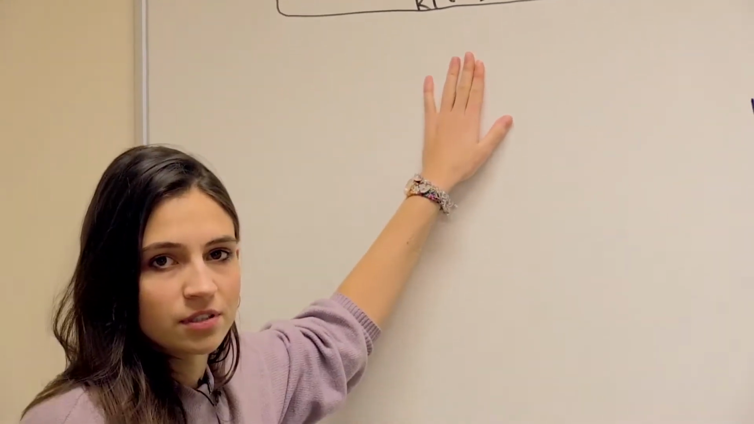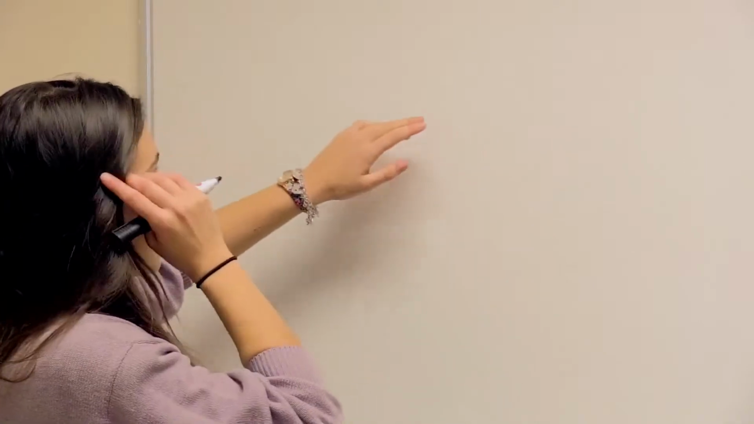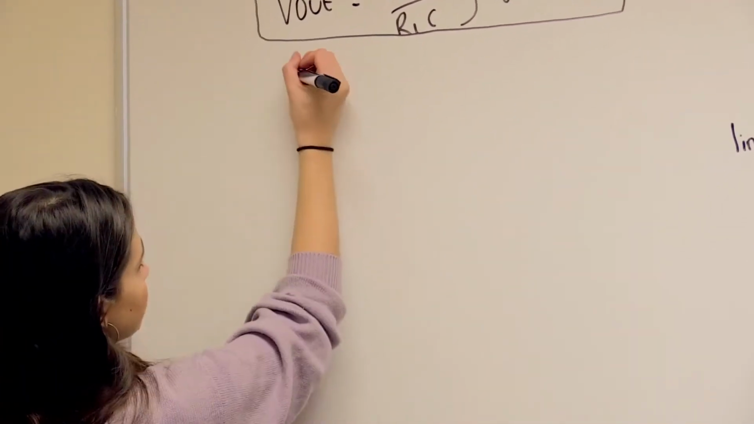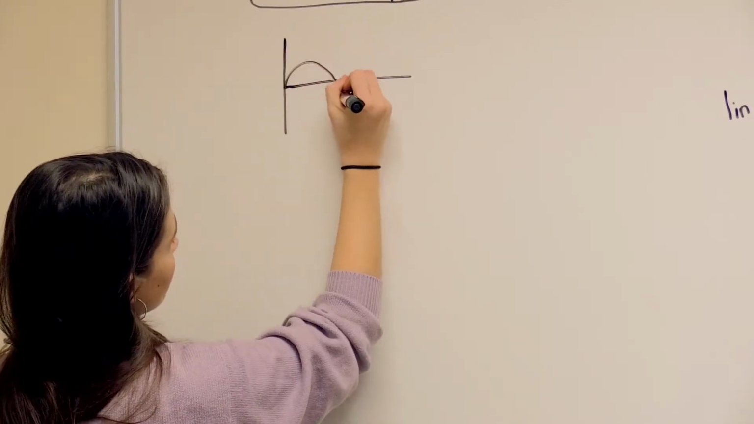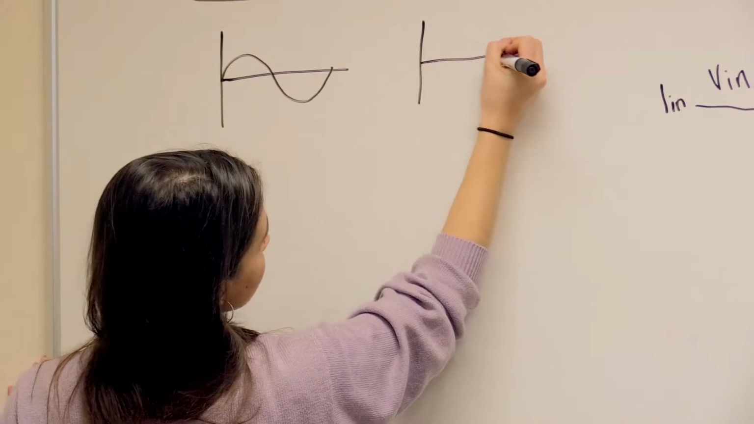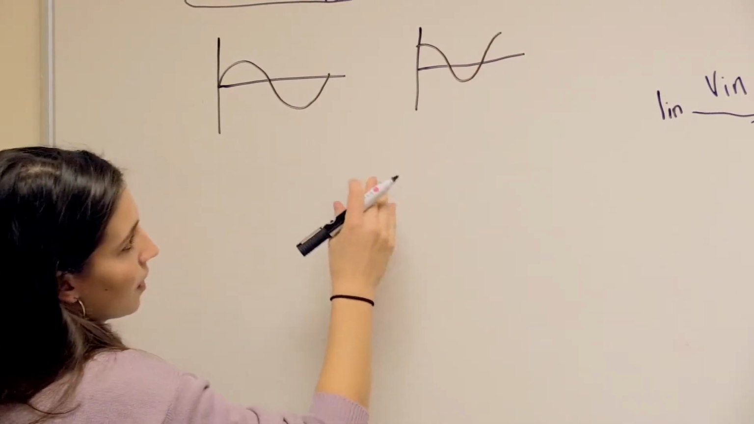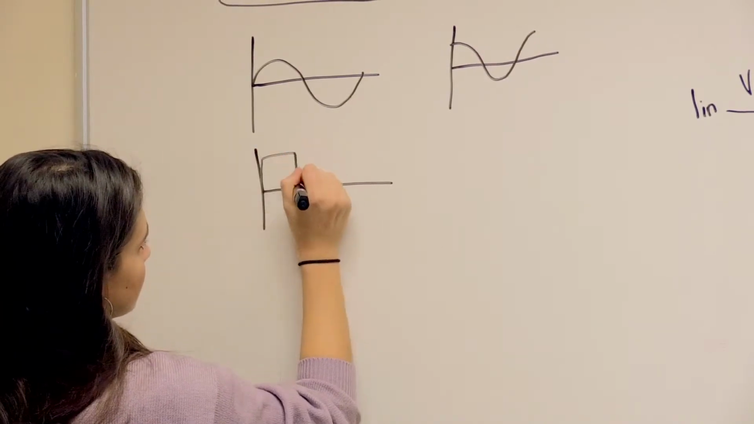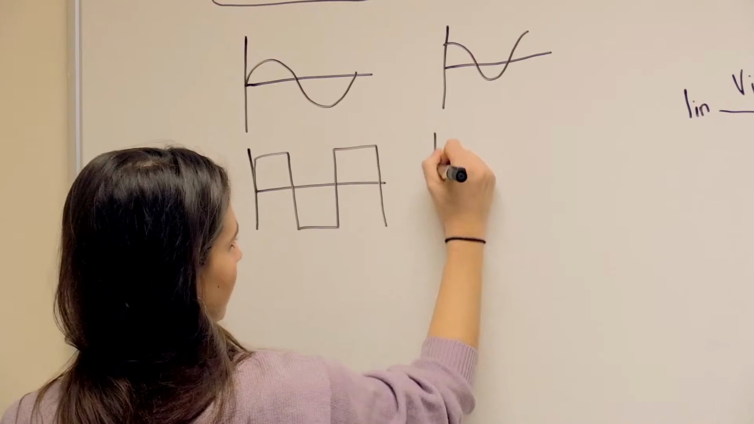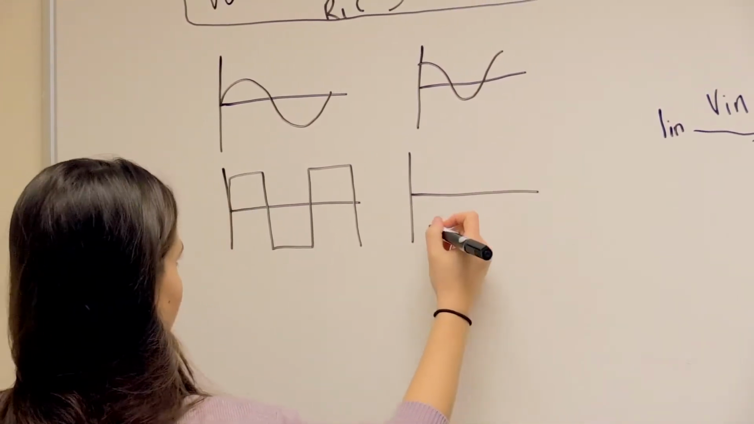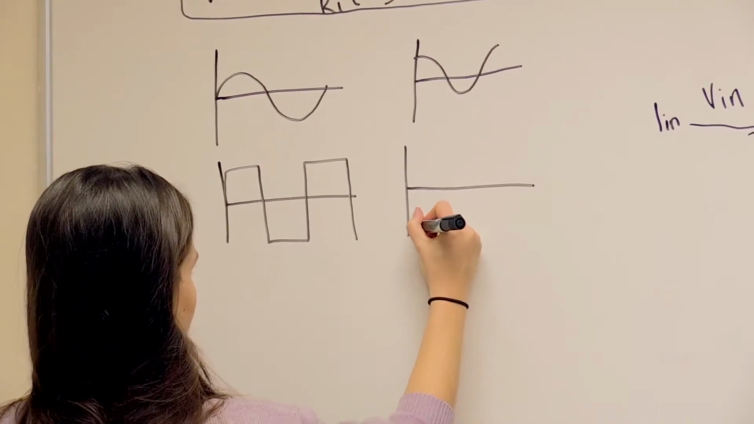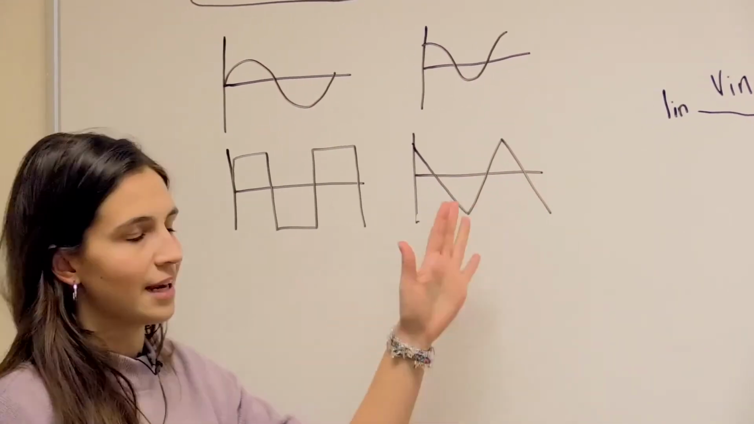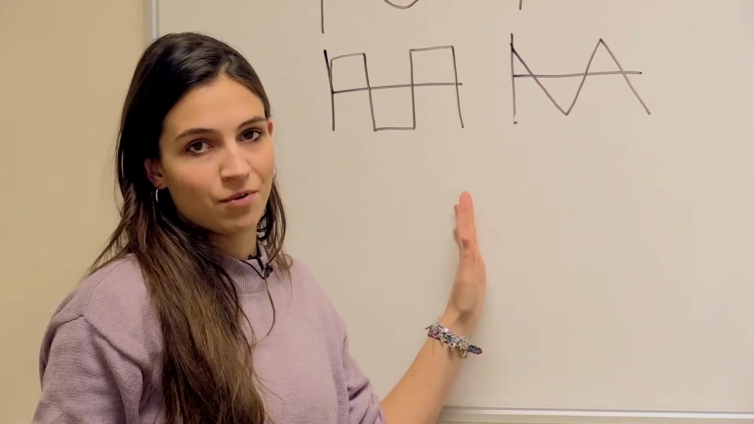So let's think about what that would do to our input wave. So the first thing to note here is that obviously our V out is going to be an integrated version of our V in. So imagine that our V in was a sine wave, then our V out would be a cosine. Or if our V in was a square wave, like this, then our V out would be like this. I don't know, like this. And so on. So it's an integrated form of the input wave.